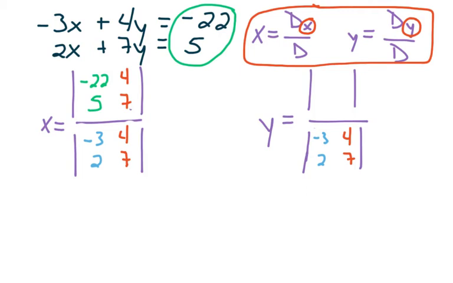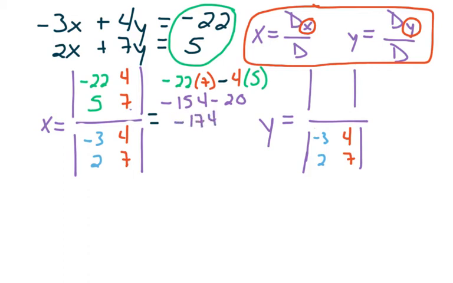So now to calculate this, on top, we're going to take the -22 times 7 minus 4 times 5. The diagonal going in the first direction minus the diagonal going in the opposite direction. And simplify. This is -154 minus 20. They're both negative, so I get to add and keep the sign, so it's -174 on top.